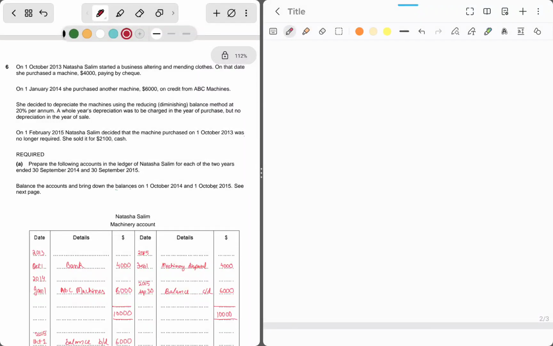Okay, so this is the question where you are finding problem, right? So let's read the question at first. On 1 October 2013, Natasha Salim has started business of altering and mending clothes. On that date, she purchased a machine, $4,000, and paid by check. Okay, bank payment has been made.